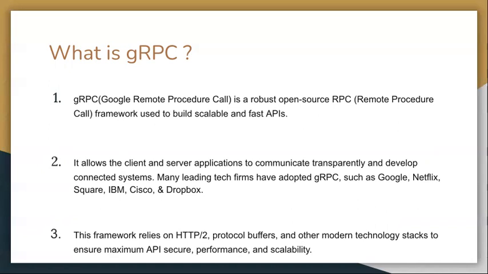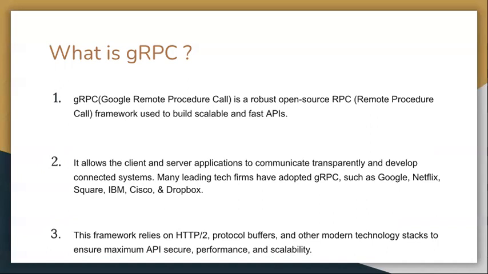Many leading tech firms have adopted gRPC, such as Google, Netflix, Square, IBM, Cisco, and Dropbox. These are just a few of them. And even if you go to GitHub, you will find a large number of repositories which support gRPC.